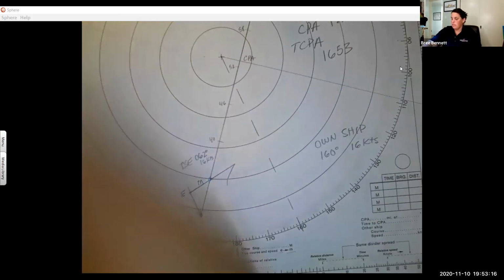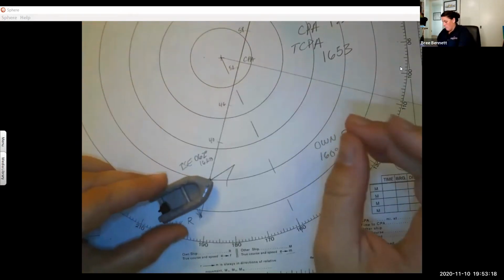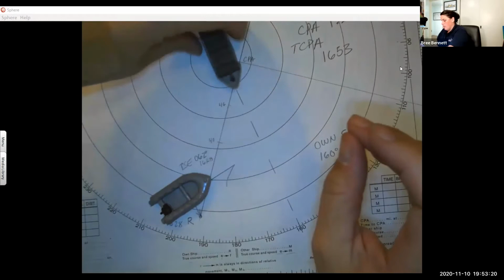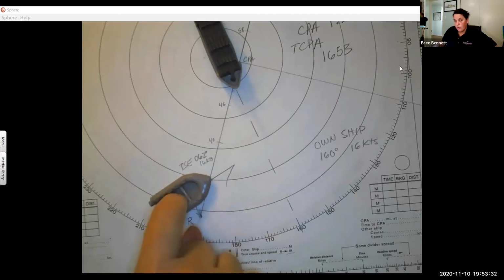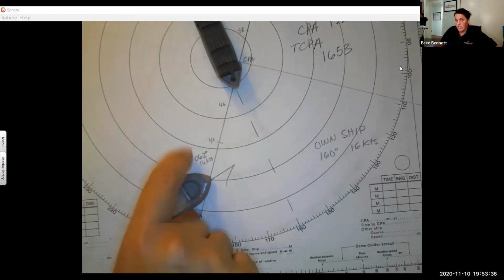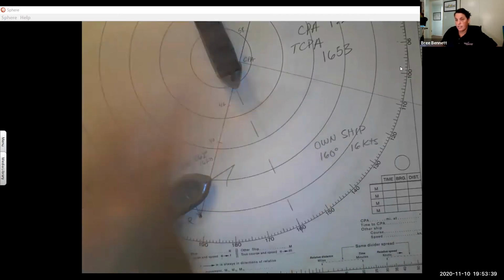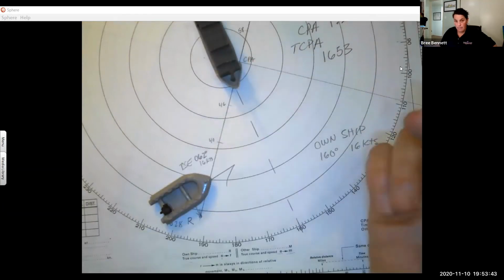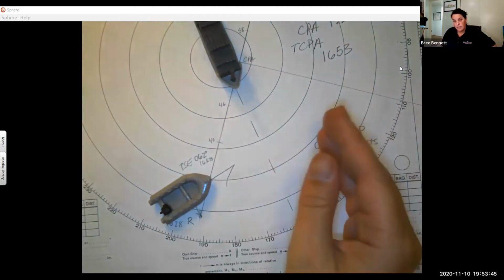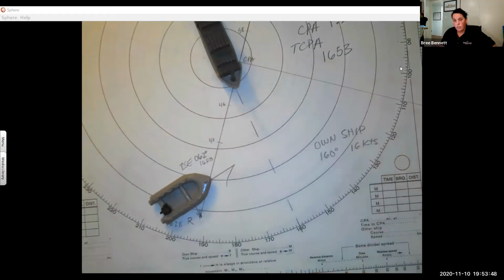So here's them. Here's me. What situation are we looking at? Are we give way, stand on? We see their red light. They are to starboard of us, and this is a crossing situation. So we need to give way to them. They get to maintain course and speed, and we get to give way.